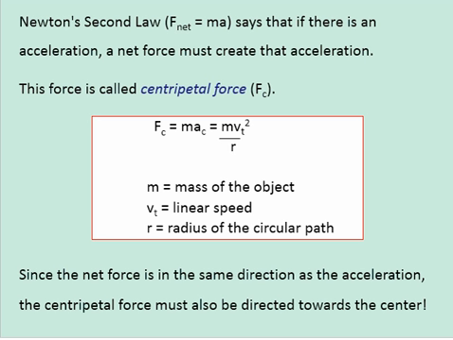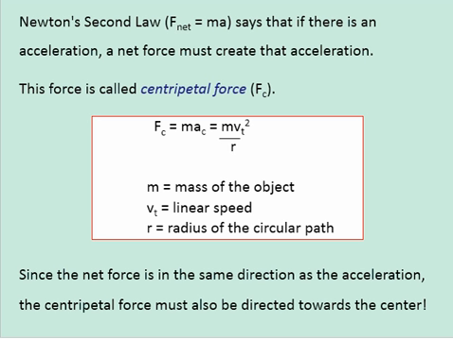Sometimes you're not given the centripetal acceleration, but you're given the linear speed and the radius. So what we do is we substitute the equation for centripetal acceleration right into this equation, so that we can also say that centripetal force equals the mass times the linear speed squared divided by the radius of the circle.